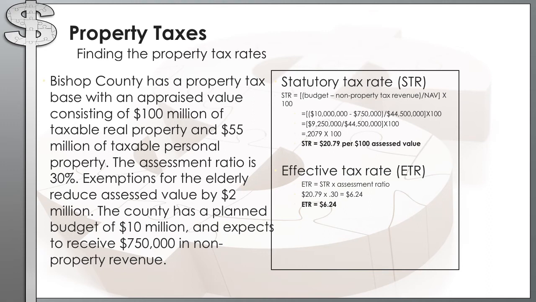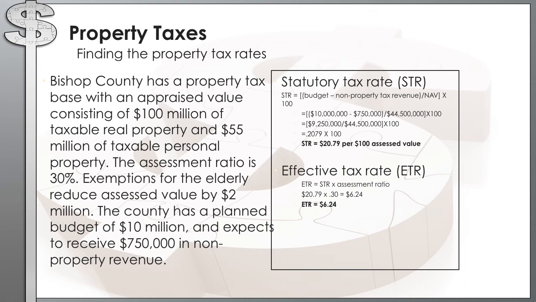So now, okay, the county has a planned budget of $10 million and expects to receive $750,000 in nonprofit revenue. Okay, so now we're going to take the $10 million minus the $750,000 and divide that by the $44.5 million, right, and multiply that times 100. And then that gives us 0.2079 times 100, which basically comes to $20.79 per assessed value. So that's our millage rate.